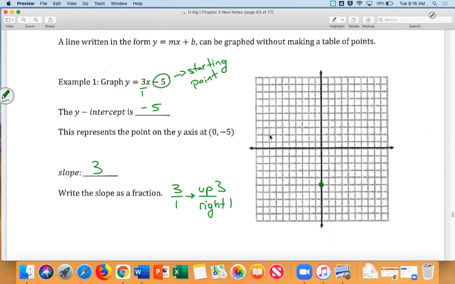So from -5, I'm going to go up 3, 1, 2, 3, to the right 1. And I repeat that, up 3 and right 1, again and again. Like I said, I like connecting them. Drawing out all my points really doesn't take me that long. And there we go. Bada bing, bada boom.